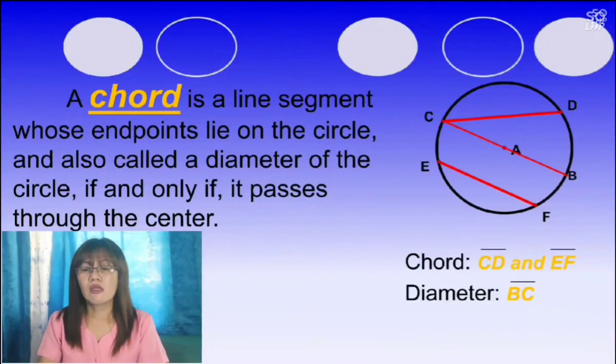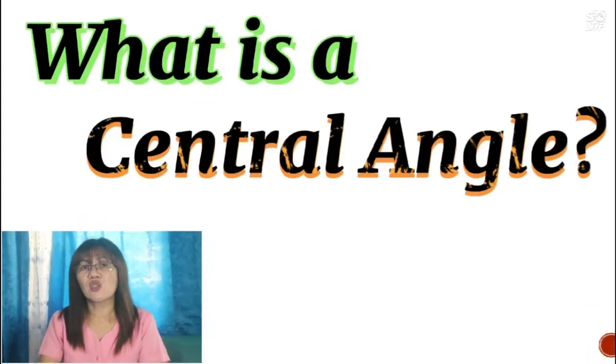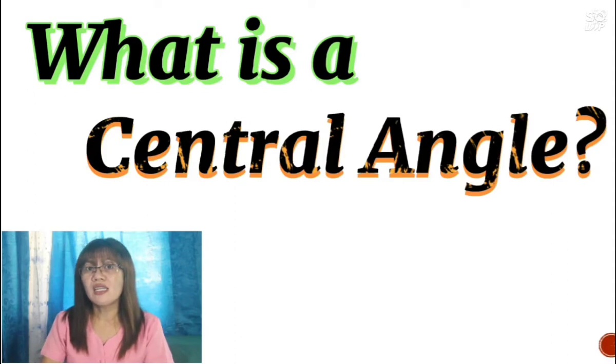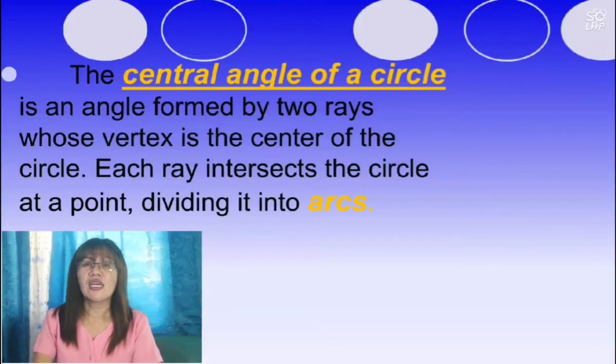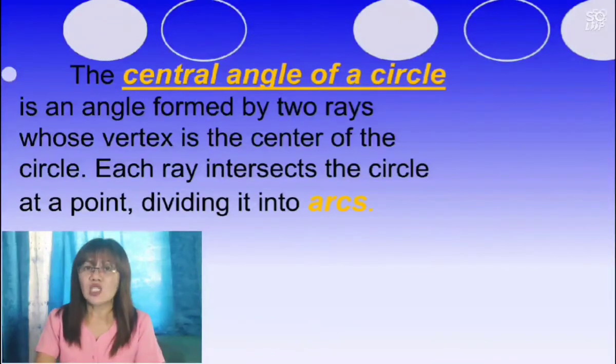Next, who can tell me what a central angle is? Anyone? Okay, the central angle of a circle is an angle formed by two rays whose vertex is the center of the circle. Each ray intersects the circle at a point, dividing it into arcs.